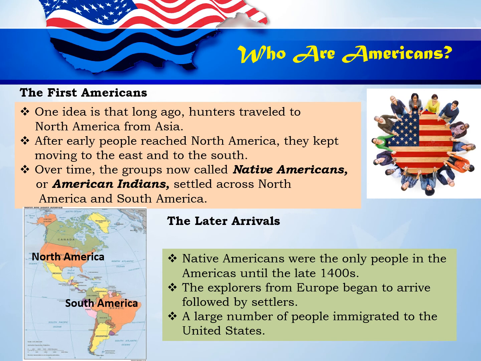Native Americans were the only people in the Americas until the late 1400s. Then explorers from Europe began to arrive, followed by settlers. Also at this time, people from Africa were forced to come to the Americas and to work without pay. After the United States became a country, a large number of people immigrated to the United States. Remember, the word immigrate means to come to a country to make a new life. These people, or immigrants, came to the United States from all over the world.